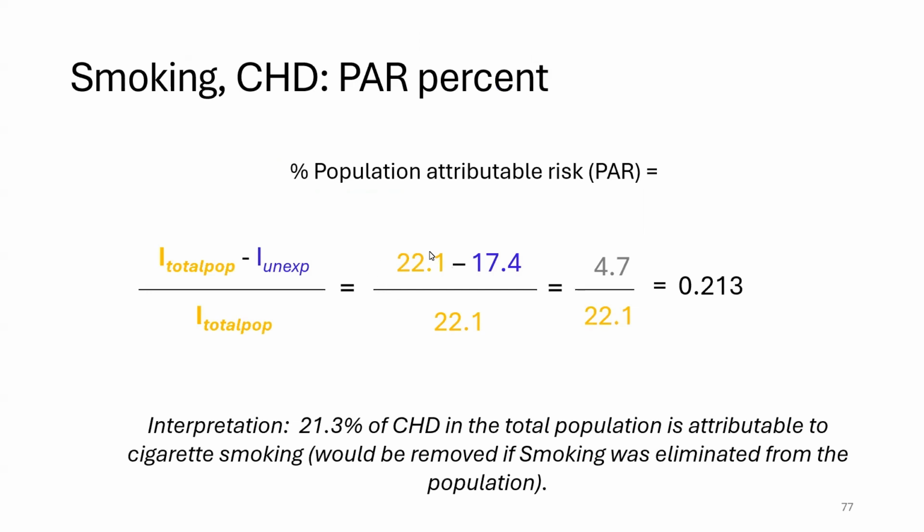So we get this by taking what we've calculated before to be 22.1 minus incidence in the unexposed, divided by the incidence we estimated, to get 4.7 over 22.1 and ultimately 21.3%. So we would interpret this as 21.3% of coronary heart disease in the total population is attributable to smoking. Or if we remove smoking, we could eliminate 21% of excess deaths.